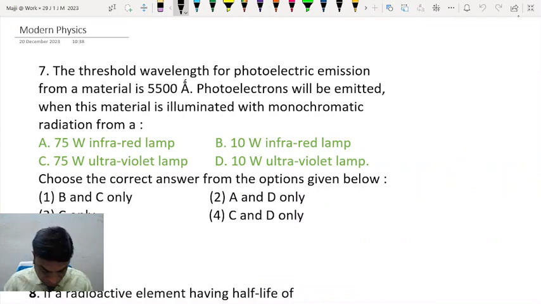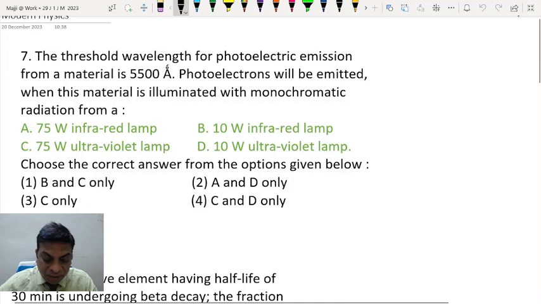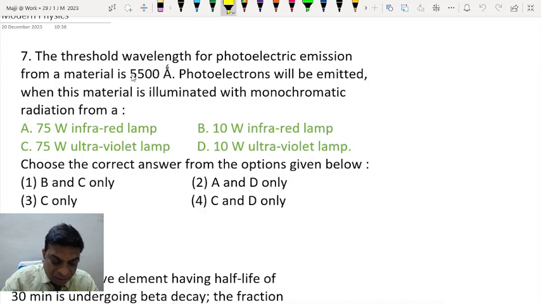As you can see, the threshold wavelength for photoelectric emission from a material is this much. Photoelectrons will be emitted when this material is illuminated with monochromatic radiation. Now try to understand, students, from the threshold wavelength we can get an idea of the nature of radiation which will be able to show photoelectric effect. Now this color corresponds to yellow color.